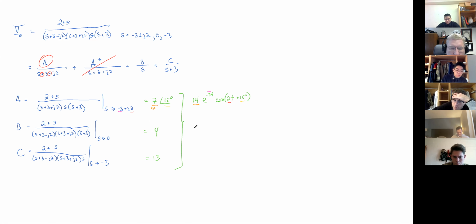And then this -4 corresponds to a -4 over s part, right? That's what this said. So this corresponds to a -4 u of t. And then this 13, that corresponds to a 13 over s plus 3. So that would correspond to a 13 e to the -3t. And so now we would add all that together, multiply it by a u of t, and that's our answer.